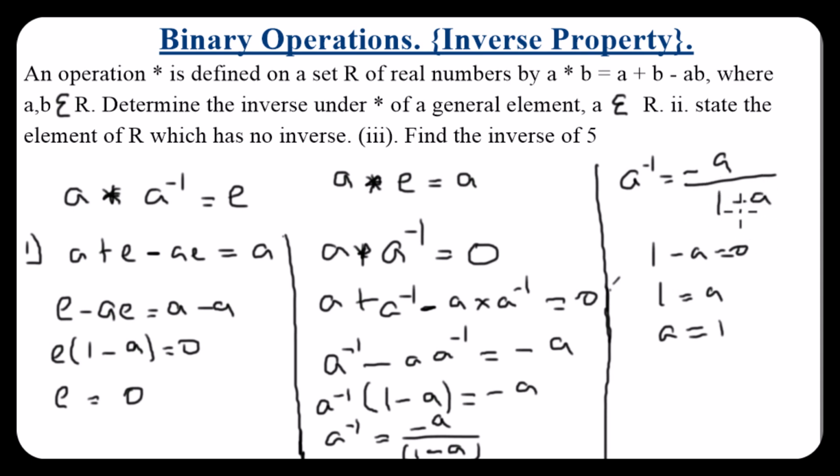Anything divided by 0 becomes undefined. So this is the value for which the element of R has no inverse: when a is equal to 1. And lastly, the last question, we have to find the inverse of 5. So we just come here and plug in 5. Anyway, we're seeing a, so we plug in 5 directly.